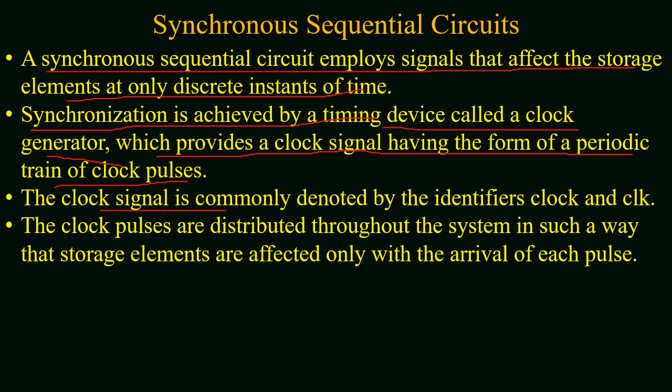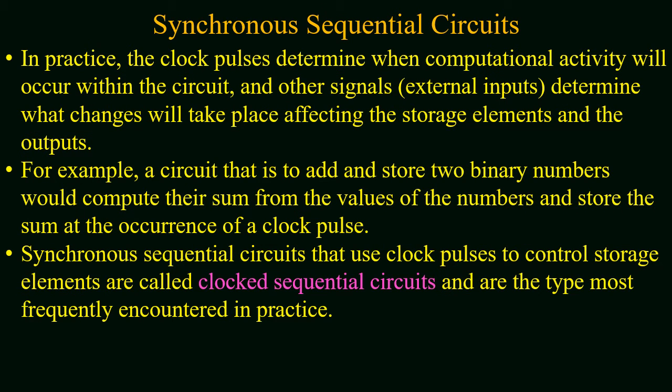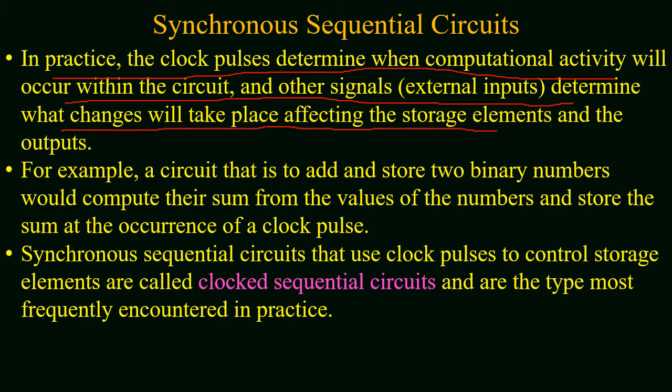In circuits, the clock signal is commonly denoted by an identifier clock or CLK, and the clock pulses are distributed throughout the system in such a way that the storage elements are affected only with the arrival of each pulse. Within the synchronous sequential circuit, these clock pulses determine when the computational activity will occur within the circuit, and the other signals such as external input determine what changes will take place affecting the storage element and the output.